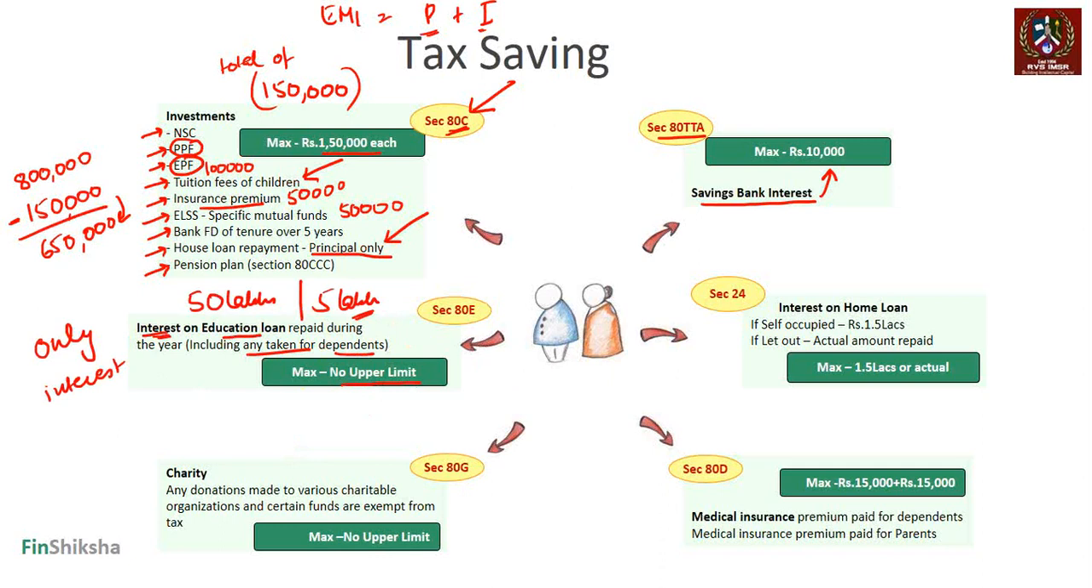So that is effectively the tax benefit I can get on education loan, interest on education loan. Any donations made to various charitable institutions under section 80G are exempt from tax. No upper limit here. There are some institutions where 100% of the charity made comes for allowance. There are some where 50% of the charity made can get adjusted.